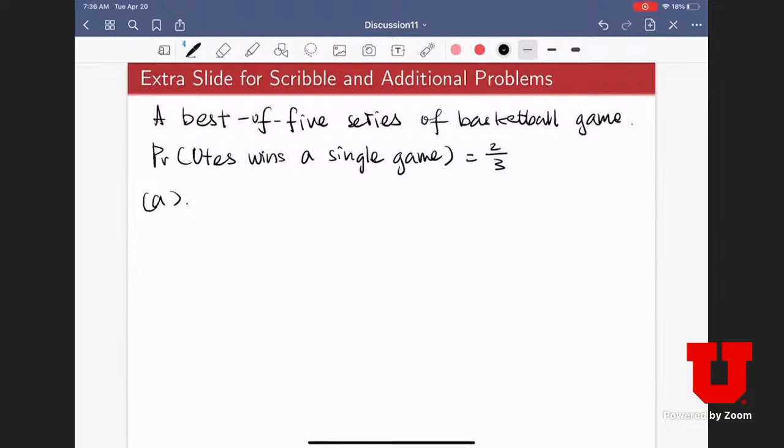So for the first part, it asks, what is the probability of the user winning the series? So for this question, we know there should be different cases, since it's a best of 5 series. What's going to be our cases? They could win 3 in a row. They could play 4 and win the last one, and then play 5 and win the last one. Yep.